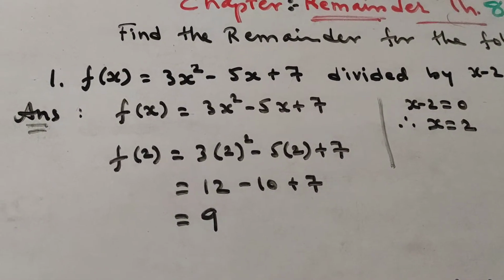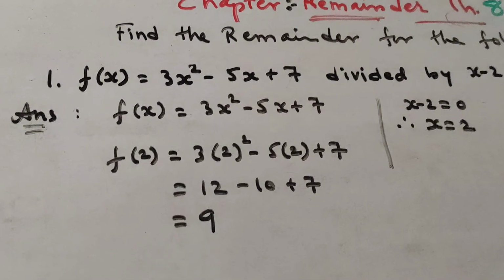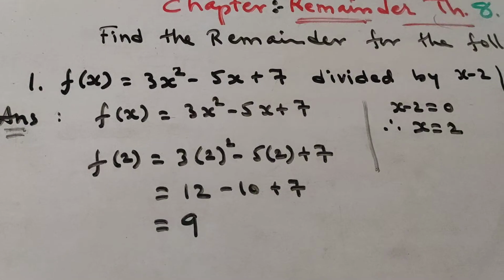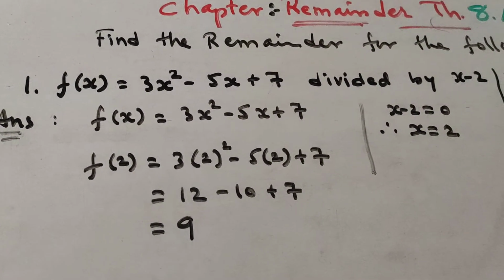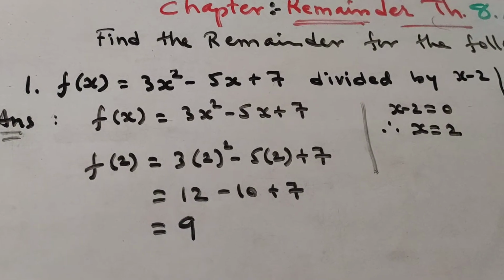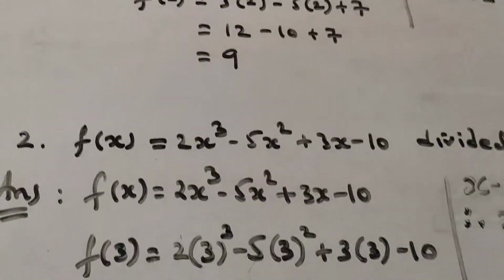If the remainder would be 0, then x minus 2 is a factor, but actually we are required to find the remainder. The question says find the remainder. That means it is not going to be a factor. So anyway, this is the way we do it. Let us go to the next sum.